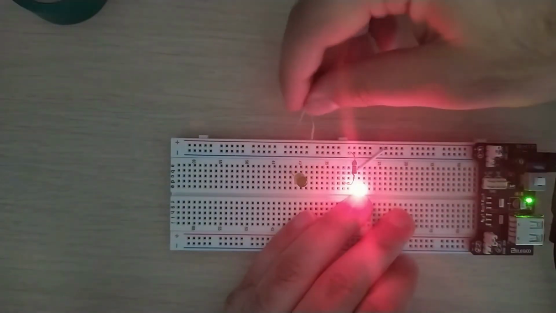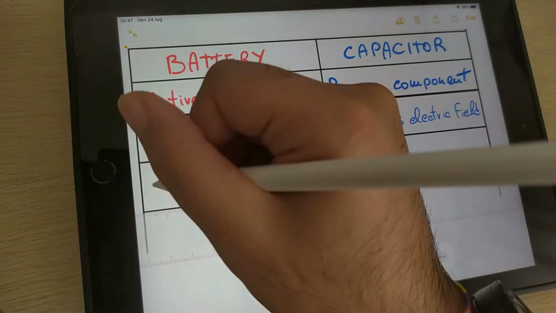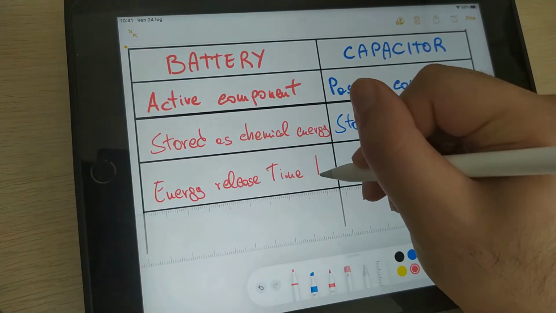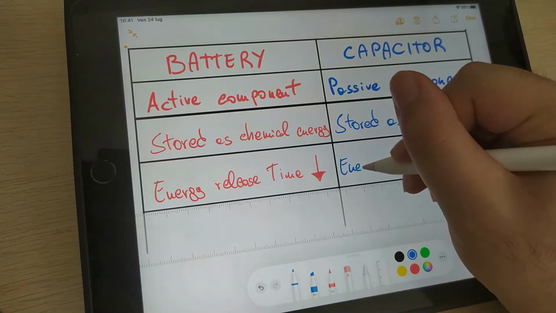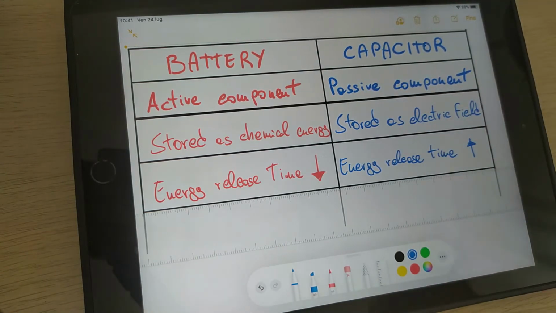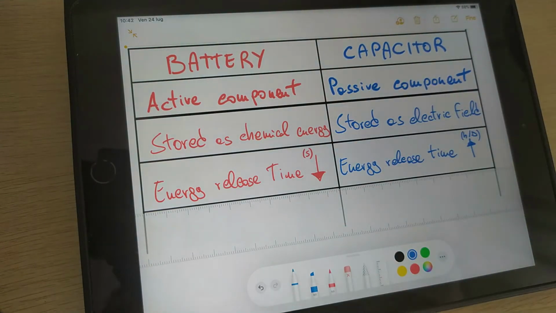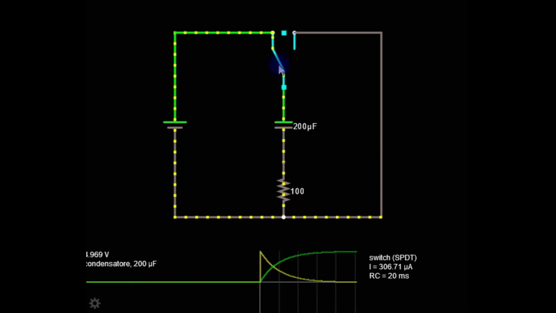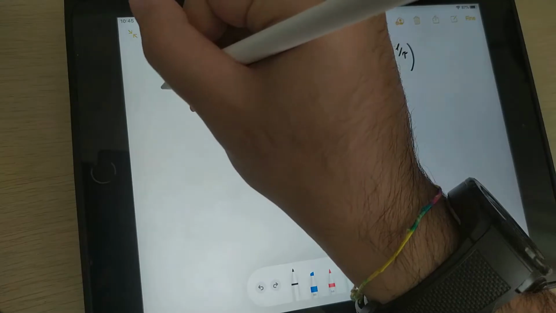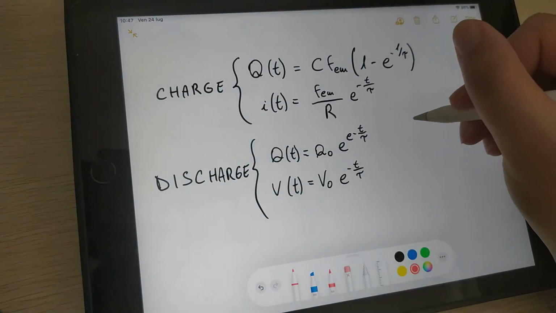Under the same conditions, for example turning on a LED, the discharge duration of a battery is much longer than that of the capacitor, which is almost instantaneous. In fact, with a huge capacitor we could reach a duration of about 10 seconds, while with a battery it takes several hours. It is also possible to calculate precisely the charge and discharge of a capacitor compared to a battery, but this will be the subject of a dedicated video.